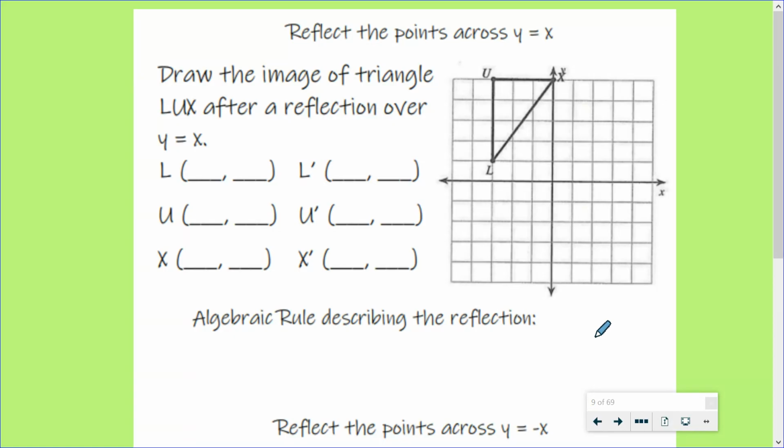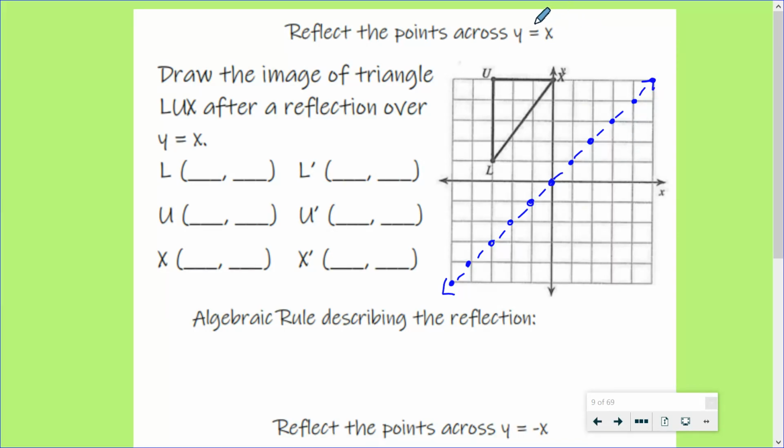All right, I'm going to go over the answer. So I'm going to first draw my line of reflection. So I start at 0, up 1, over 1, up 1, over 1, up 1, over 1, up 1, over 1. Make that into a little arrow there. Then I'm going to continue it down on the other side of the origin. And there's my line of reflection.